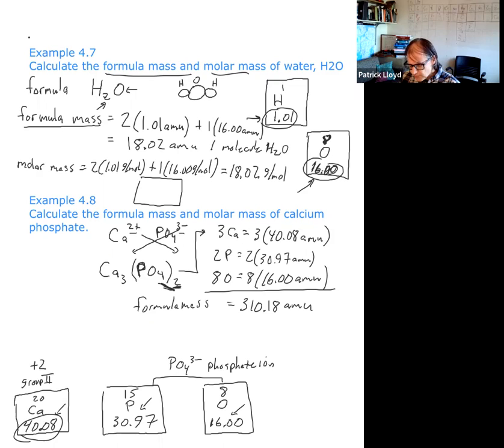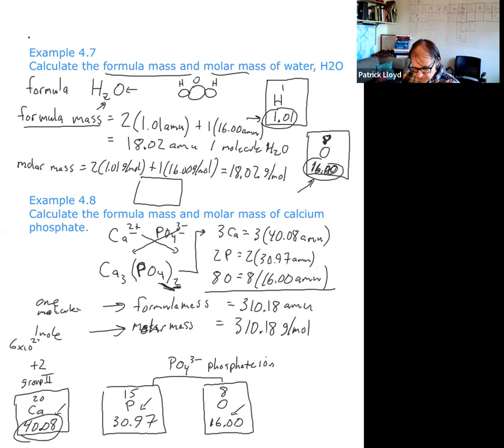The molar mass, we already did the work for that. Because remember what I said in the previous problem, the molar mass is the same number. You don't change the number. It's calculated the same way. The difference is instead of 1 formula or 1 molecule, if you want to think of it this way, this is for 1 molecule. This is for a mole, 6 times 10 to the 23rd molecules. Okay, so that's going to weigh a lot more, right? If I have 1 and it weighs 310, a lot is going to weigh a lot more.